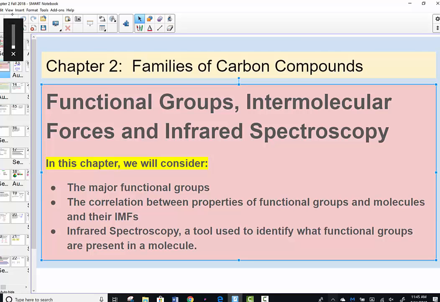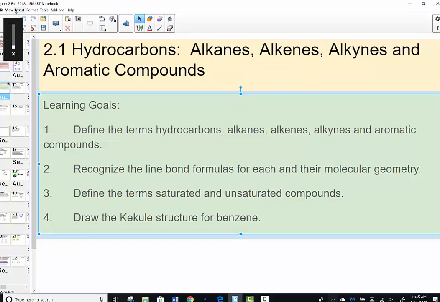Alrighty. So let's begin by talking about hydrocarbons. What are they? I mean, they're the flavor of any organic molecule. They come in varieties such as anes, enes, ines, and an aromatic compound. So in our first section, I'd like to define the term alkane, alkene, alkyne, and how do we recognize if a compound is termed aromatic. We need to recognize the line bond formulas and each of their molecular geometries.